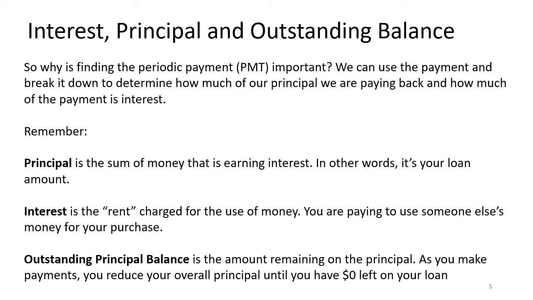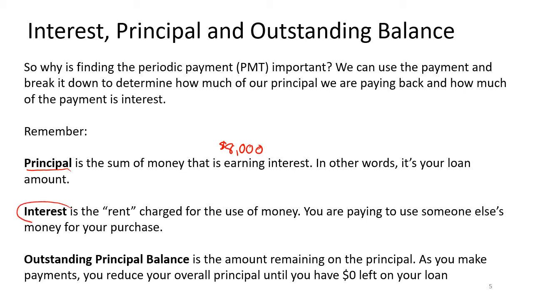So if we start looking at breaking down the periodic payment, what exactly are we looking for? So within your loan, there's going to be a few parts, okay? So the principal is the actual sum of money that's earning interest. So that's basically the amount you took out for your loan. So in the example of our last question, your principal was $8,000, okay?